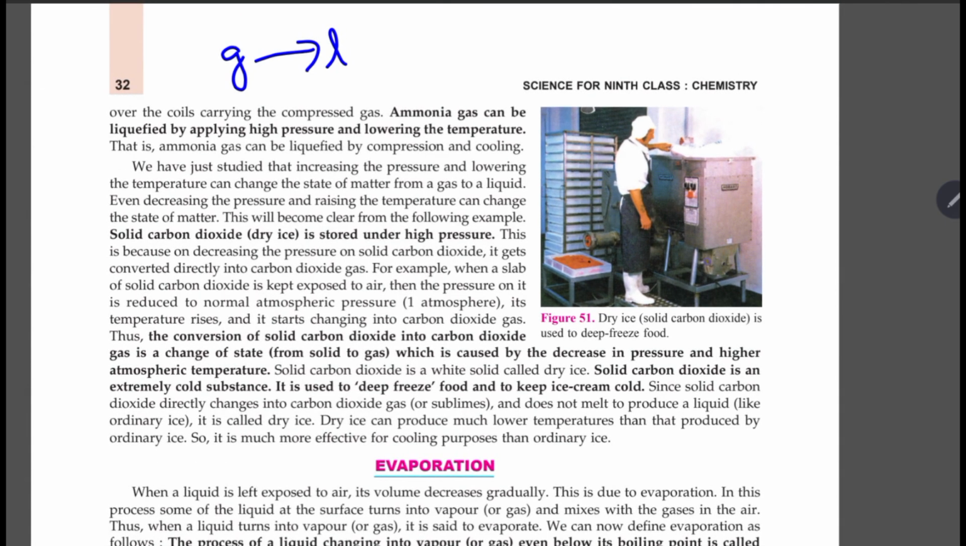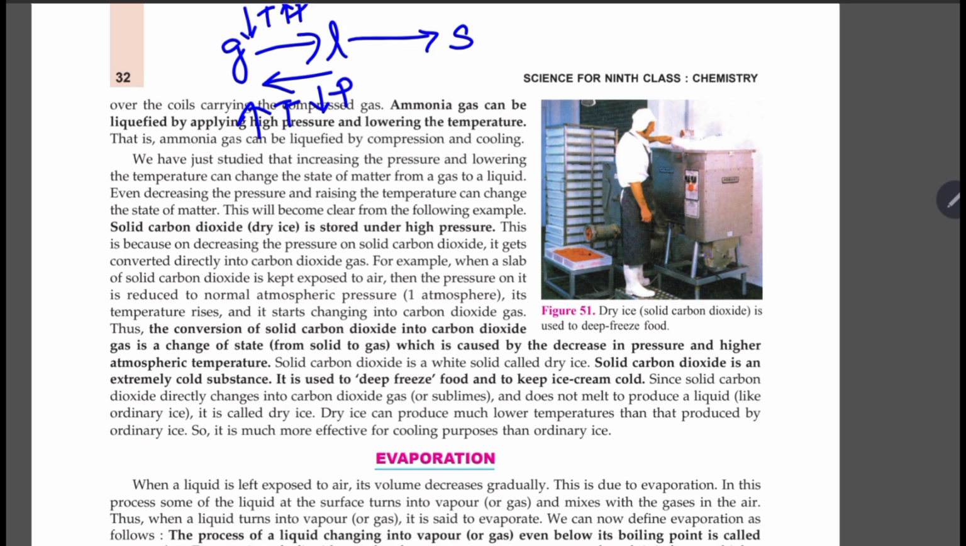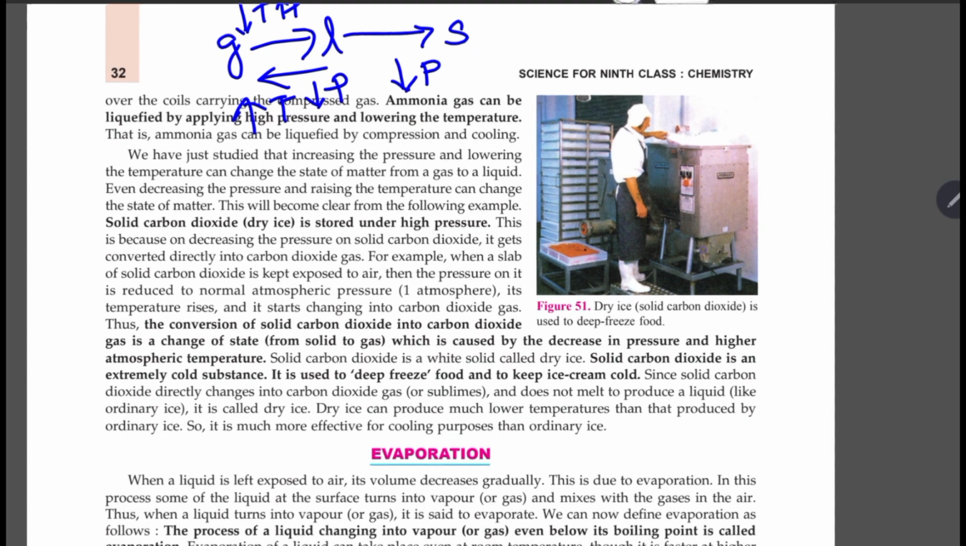I need to lower the temperature. I need to increase the pressure. Reverse. Liquid to gas. I need to decrease the pressure. I need to increase the temperature. Okay, so liquid to a solid state, bringing the particles closer. What will happen? I need to increase the pressure. I need to decrease the temperature.